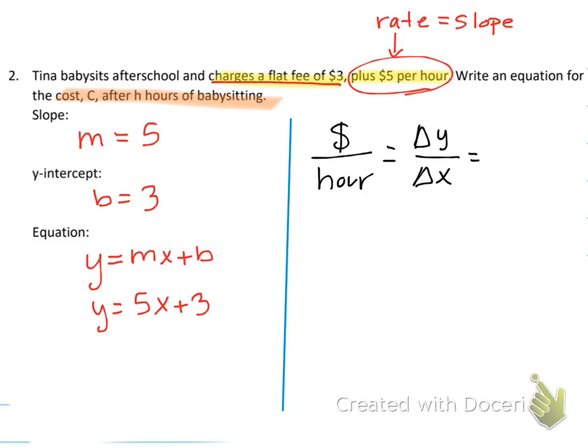Right. So that means that the cost is going to be our c, so y is going to be c, and our x is going to be our new h. Okay. So let's write our equation with the c and h. So we got the cost is equal to this rate. We got $5 per hour plus a $3 initial fee. And that is our answer.